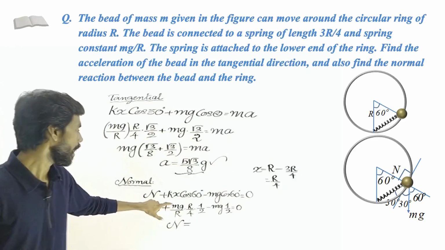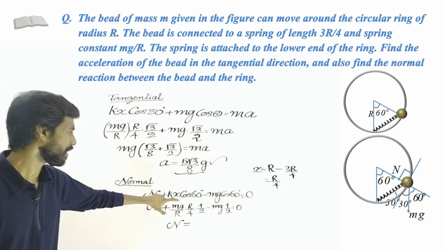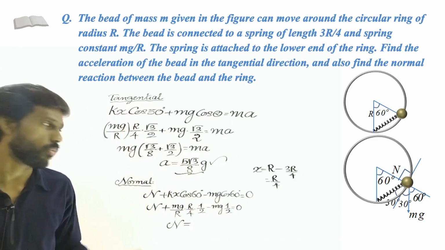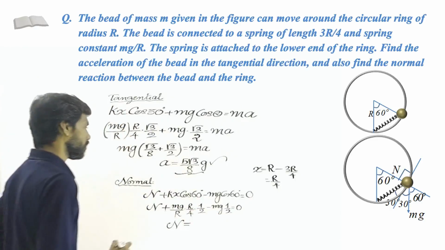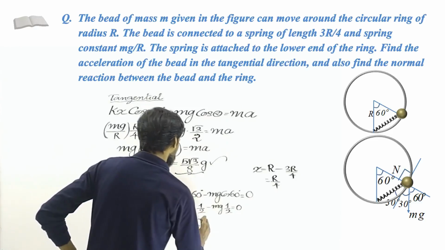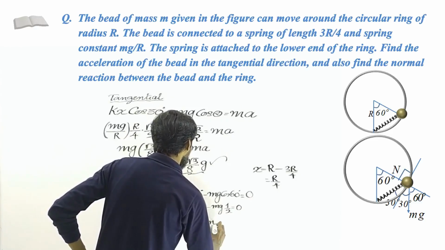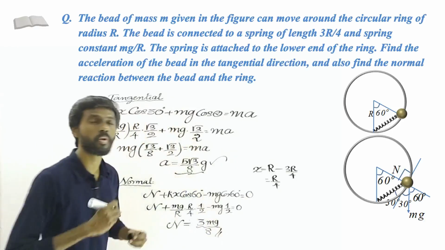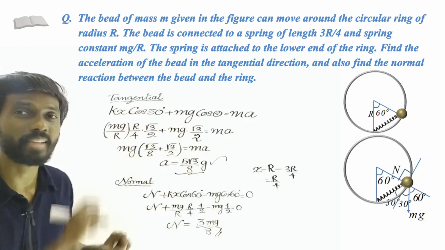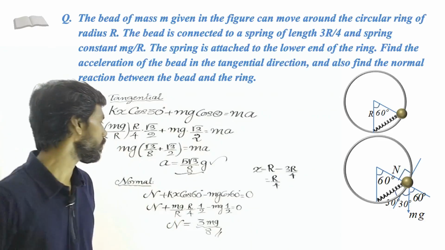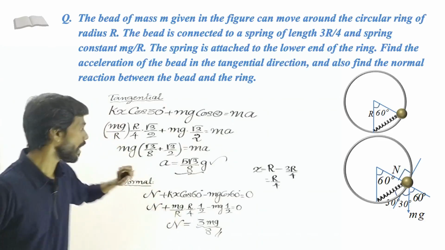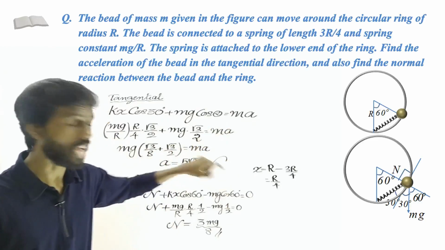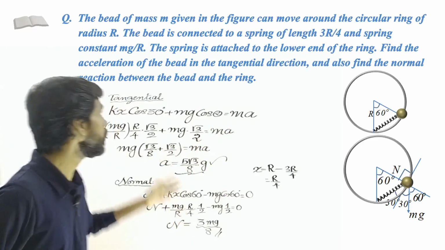So r gets cancelled again. This is mg divided by 8 minus mg divided by 2. So n equals mg times 1 by 2 minus 1 by 8. That is 4 minus 1, 3, so 3 mg divided by 8. That's all. That is the normal reaction between this bead and that ring, 3 mg divided by 8, and this is the acceleration of this bead in the tangential direction. Okay, so that is the answer.